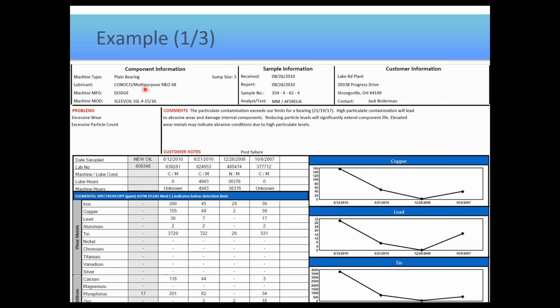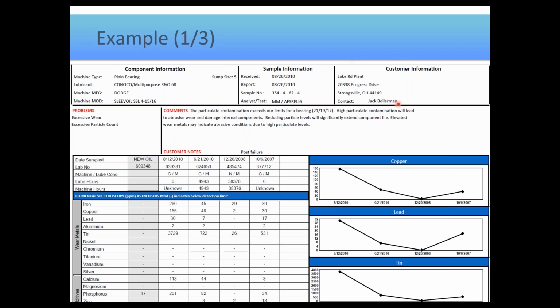As soon as I read that it's an R&O oil, I know that that means it has no phosphorus, no zinc, and probably no calcium. There's 3 things about the additives that I can tell you. Since it said it was a 68, I can also tell you the viscosity at 40 degrees Celsius should also be 68. So I'm setting myself up for what do I expect to see later on the report. All right, if I don't see what I just said, then right away I can tell you there's something wrong with this lubricant. It happens to be a Dodge sleeve oil bearing. This is just the sample information the day it was received versus the day the report went out.